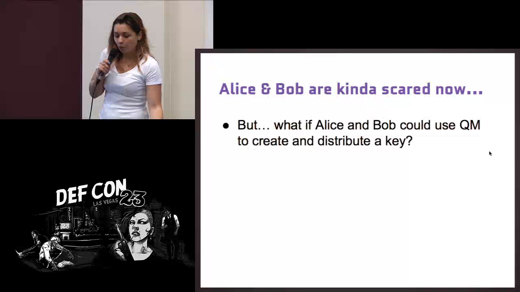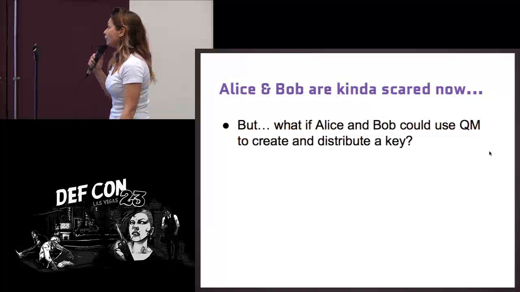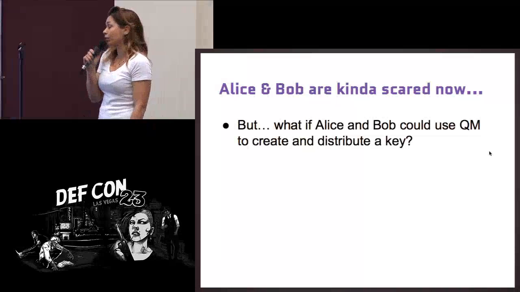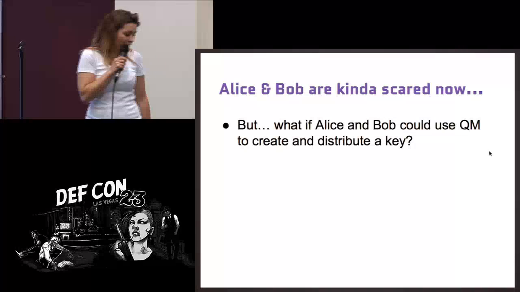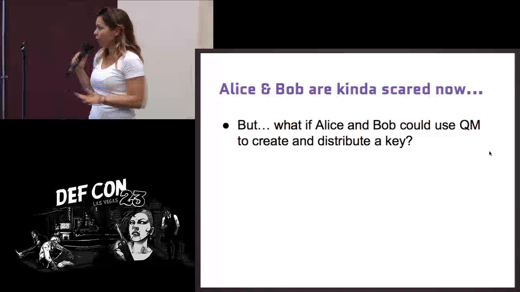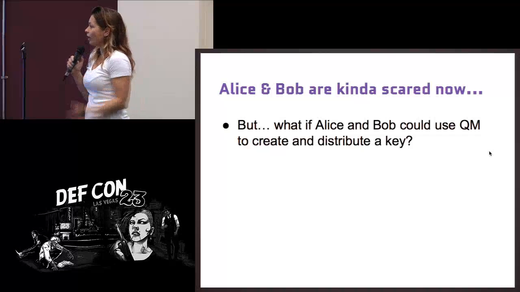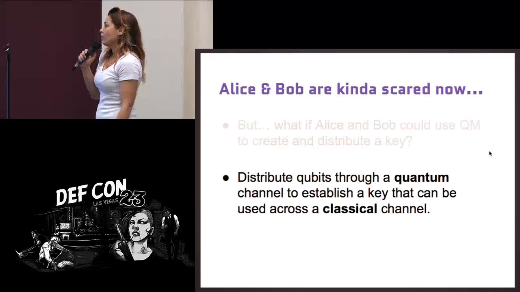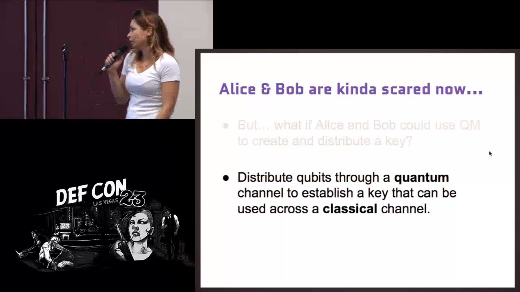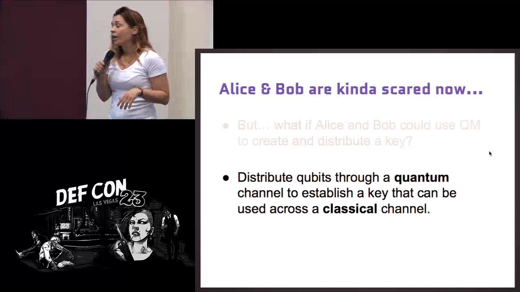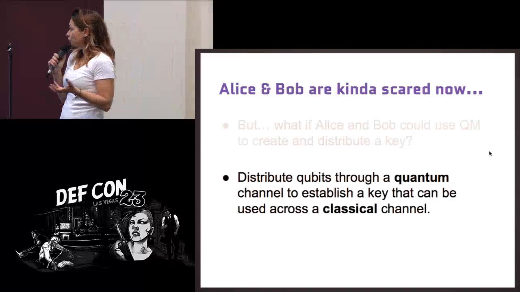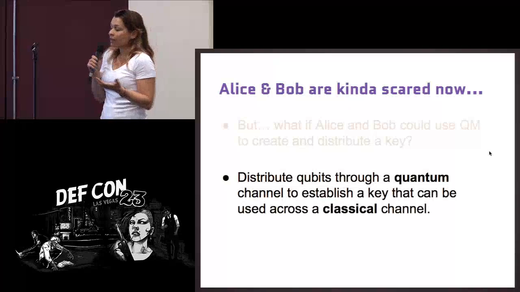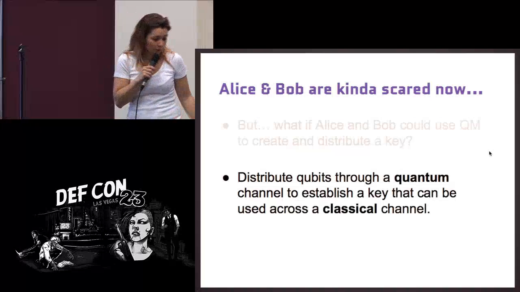But there's more. There is actually good news. We can use quantum mechanics to create and distribute keys. And that's actually the most important thing about this talk, I think. I want you guys to understand it, because it's really beautiful. So what Alice and Bob are going to do is distribute qubits through a quantum channel to establish this key, as I'm going to show in the next slides. And then they can use this key to communicate in a classical channel.